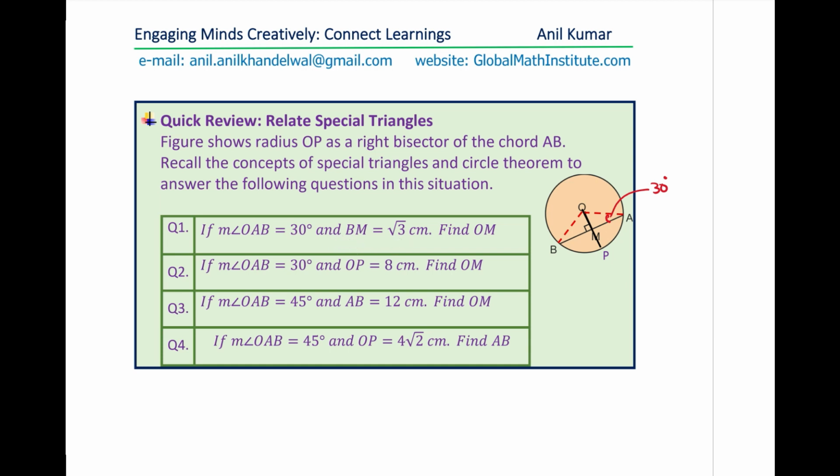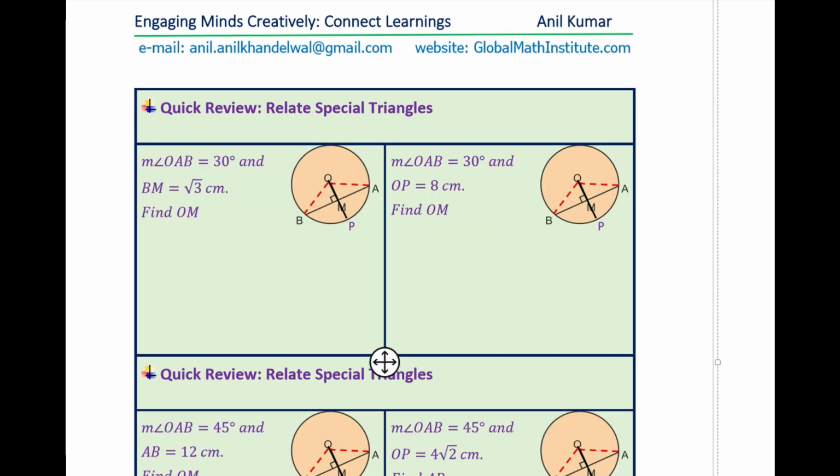B to M is square root of 3. B to M is given to us as square root of 3. You have to find what OM is. Perfect. You can pause the video and answer the question. Now, let's look into its solution.